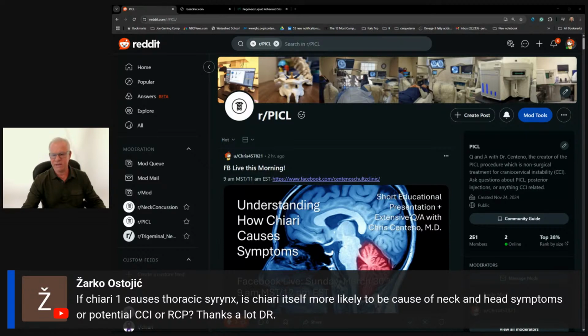Zarko, if Chiari 1 causes thoracic syrinx, is Chiari itself more likely to be the cause of neck and head symptoms or potential CCI or RCP? Yeah, so normally when it comes to Chiari, we're talking about a cervical syrinx. Just so everyone knows, a syrinx is in the middle of the spinal cord. There's actually a little hole, and CSF flows through the little hole. So the theory is that if you get a Chiari 1, for example, that Chiari 1 can cause some backup of CSF flow. Now we know it's Chiari 1 plus the rectus capitis posterior minor, because syrinx was directly related to symptoms and the denervation of that muscle in that recent study. As far as thoracic syrinx, that could be due to the Chiari or it could be due to something else. Now we're getting into a little bit harder to connect the dots.